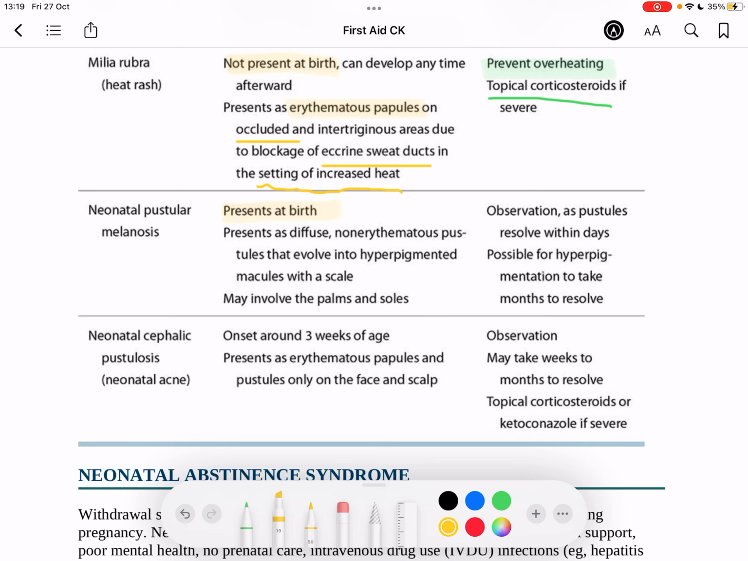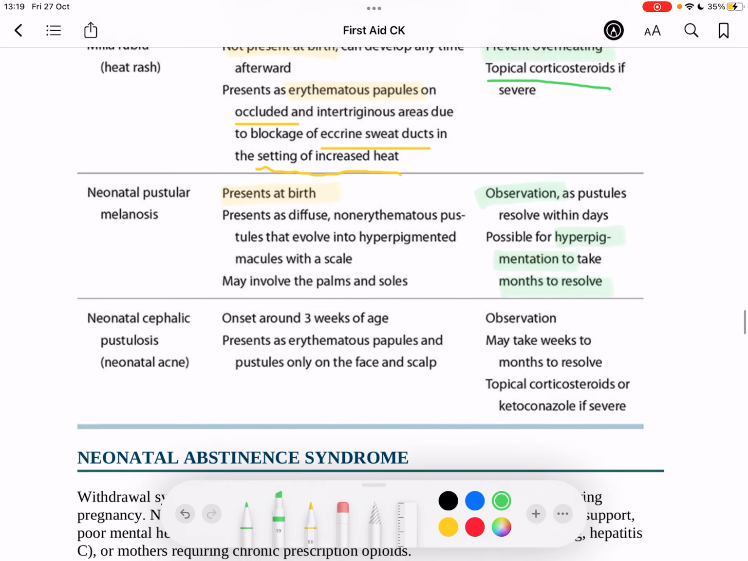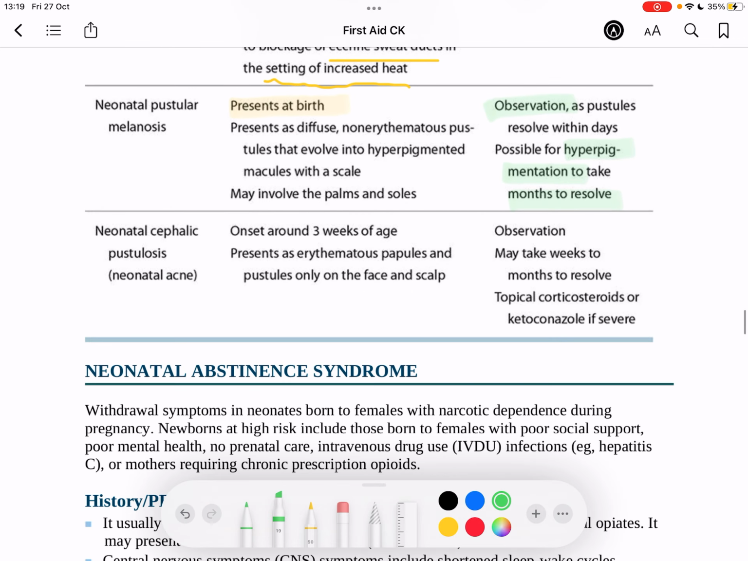With neonatal pustular melanosis, you're mainly going to be doing observation because the pustules should resolve within days. Unfortunately, the hyperpigmentation doesn't go so quickly, it takes months to resolve. But it's a fairly harmless pathology.